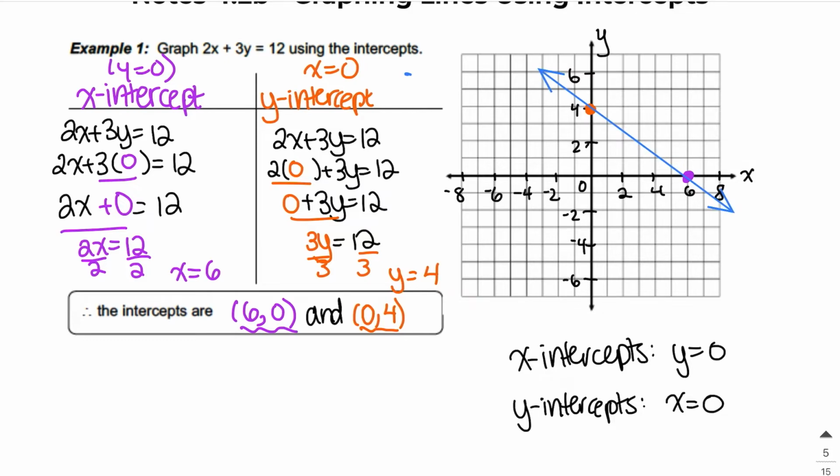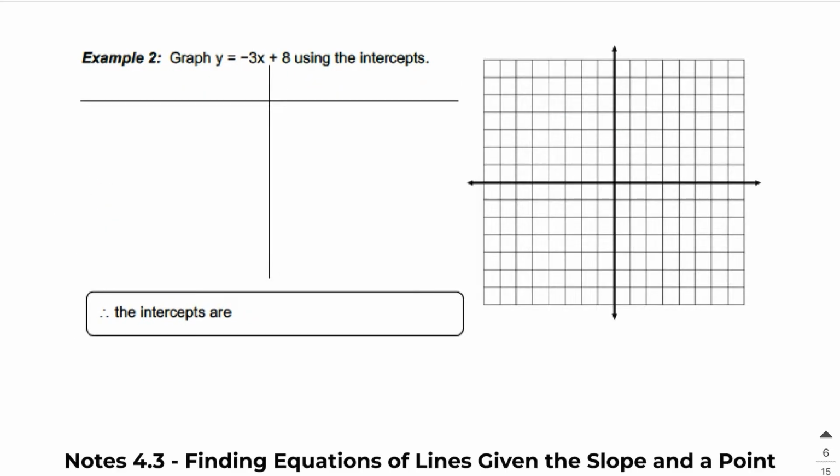And this is the line 2x plus 3y equals 12. On the next page, I'm going to do the exact same thing. So I'm going to graph y equals -3x plus 8 using intercepts. So the first intercept that we're going to look at is our x-intercept. And again, our x-intercept will happen when y is 0.